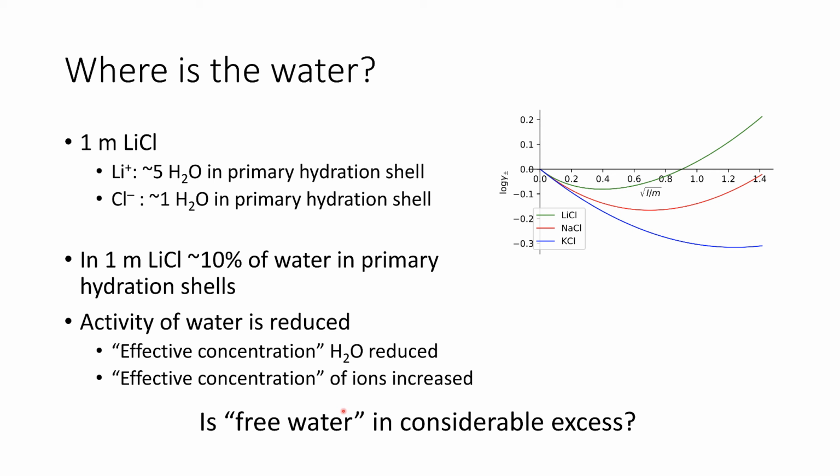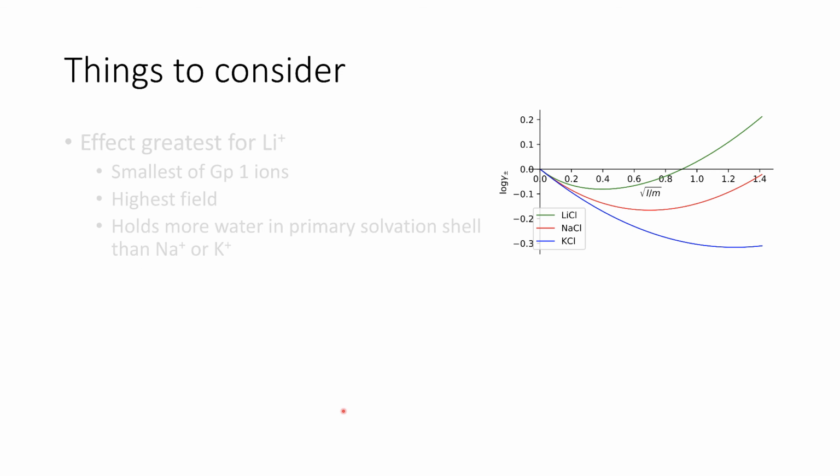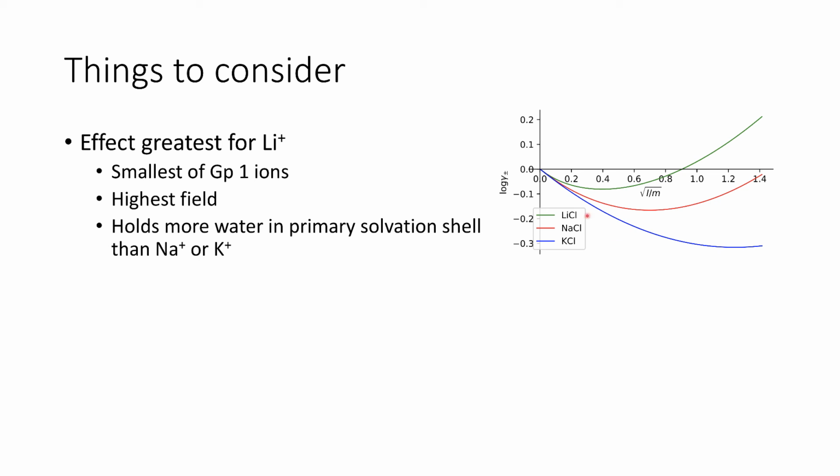than the actual concentration. The effect is greatest for lithium. The lithium cation is the smallest of the group 1 ions. Because it's small, it's got the highest field around it, and that allows it to hold much more water in a primary solvation shell than either of sodium or potassium, because of that extremely high field.